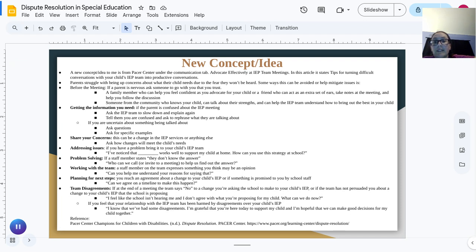Problem solving. If a staff member states they don't know the answer, just ask them, who can we call or invite to a meeting to help us find out the answers.